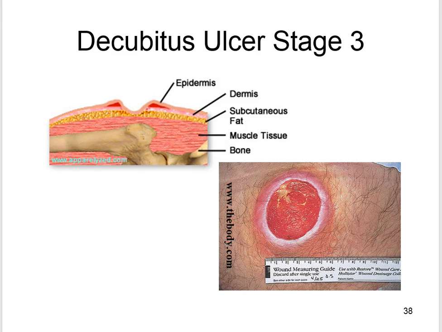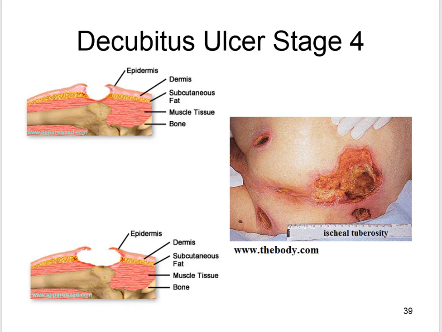In stage 3, the break in the skin extends through the dermis right here, which is the second layer. So it extends through the dermis into the subcutaneous and fat tissue. Wound is deeper than in stage 2. In stage 4, the breakdown extends into the muscle and can extend as far down as the bone. Usually lots of dead tissue and drainage are present. And right now, this is on there. This ischial tuberosity is the sits bone.